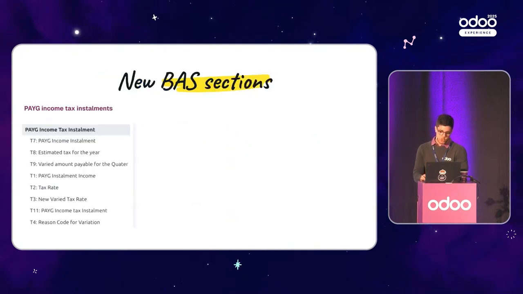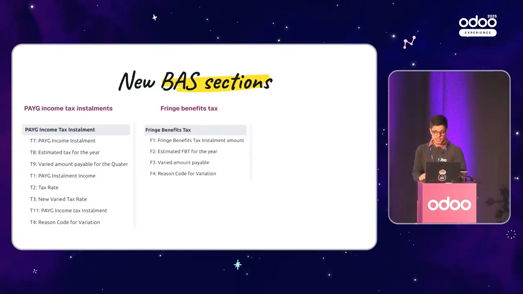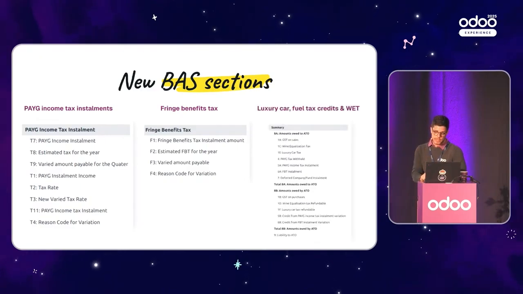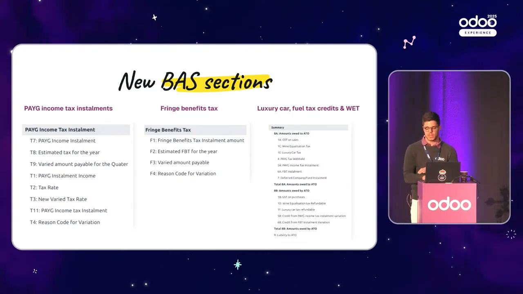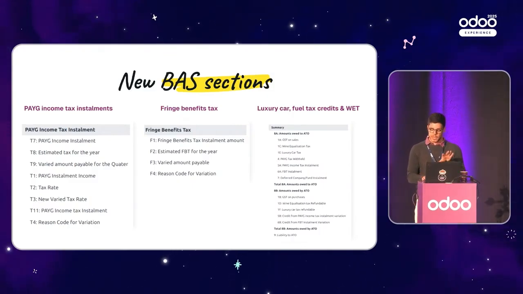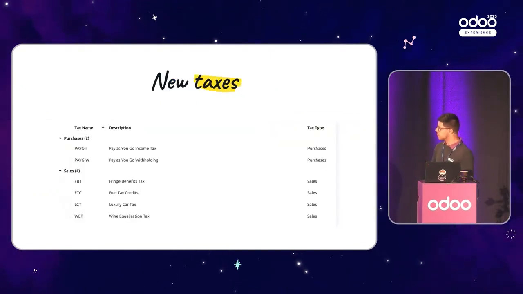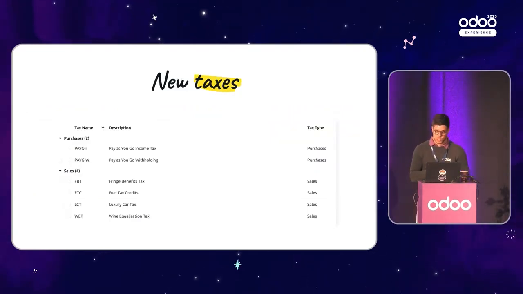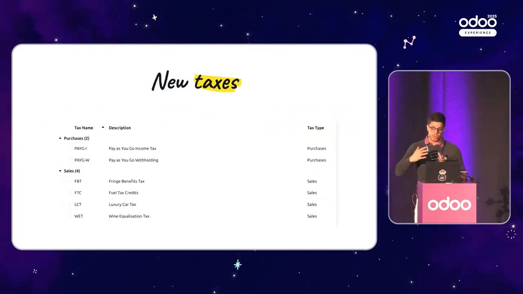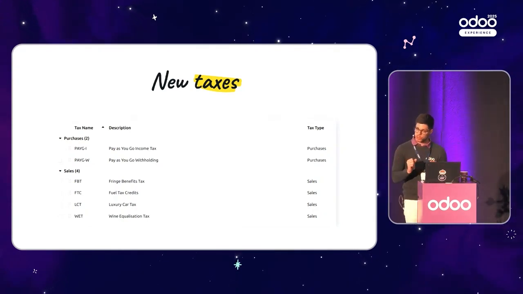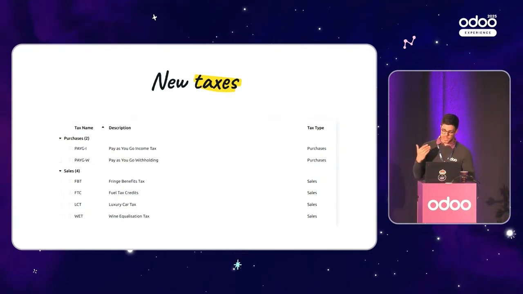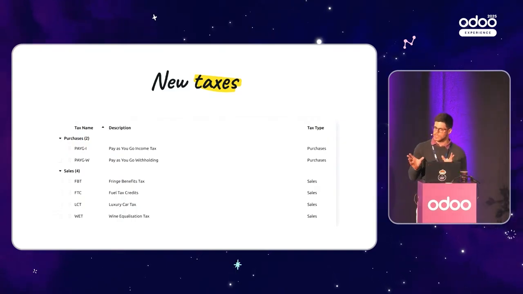Okay. New BAS sections, so you can see the pay-as-you-go income tax instalment section here, T7 all the way down to T4, fringe benefit tax that you can use, F1, F2, F3, F4, and some company-specific taxes and sections such as the luxury car tax, fuel tax credits, and wine equalisation tax, the WET tax, right? So in order to get these numbers across the right sections, we of course had to come up with some pre-configured taxes, new ones that are available in your database, such as pay-as-you-go instalments and pay-as-you-go withholding that you can add manually onto your journal entries, or if it's fringe benefit tax or luxury car tax, you can actually add it to multiple places in Odoo for some automation.